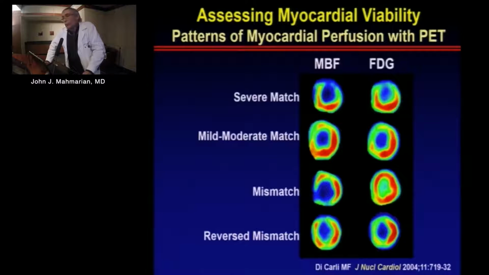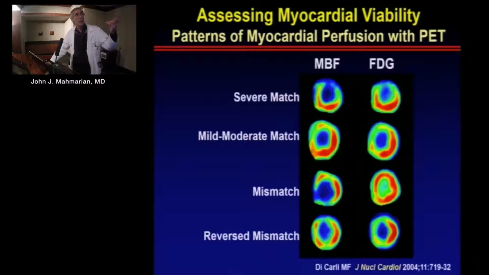Turning now to PET, we use different ways of looking at viability, and we look basically at mismatches between perfusion and glucose uptake. Okay? So if you look at the top, that's a severe match defect where myocardial blood flow is markedly diminished, as well as FDG uptake in the anterior wall. In the middle panel, you see mild to moderate match, where you have basically the same scenario. The anterior and the septum are hypoperfused, and there's very little glucose uptake. And then you have mismatched defects, and those are the ones that we consider patients who have viability.